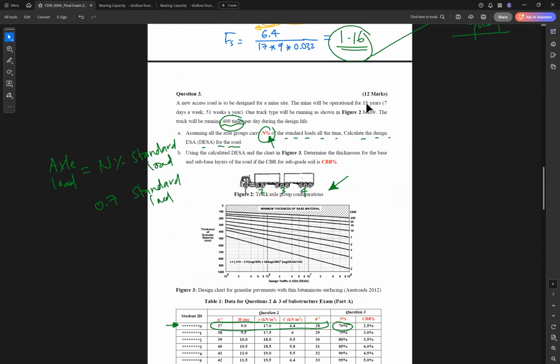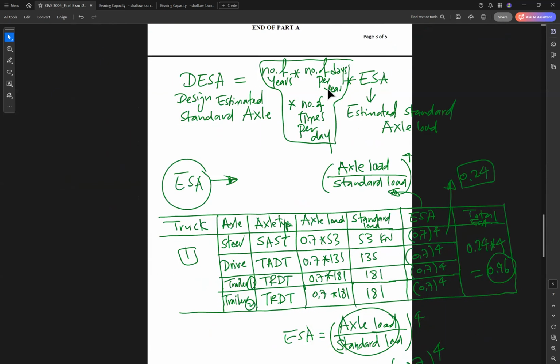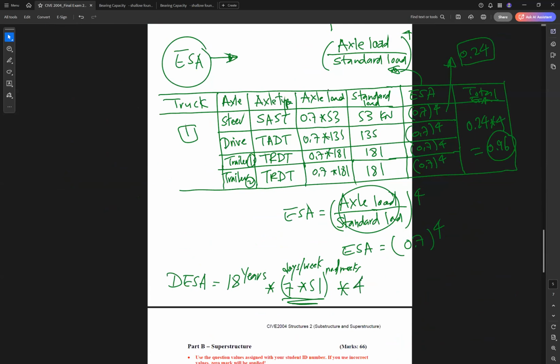This mine will run for 18 years, 7 days a week, 51 weeks per year. So this number can change. For example, if they work 6 days per week, you need to multiply by 6. If it's working every day, so 52 weeks, 7 days a week, we just go with it on 10. Yeah, that's why. So this 480.